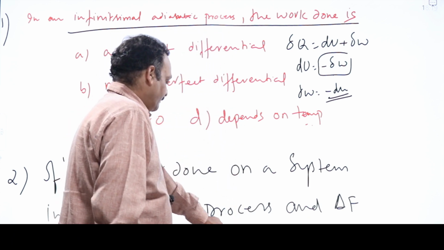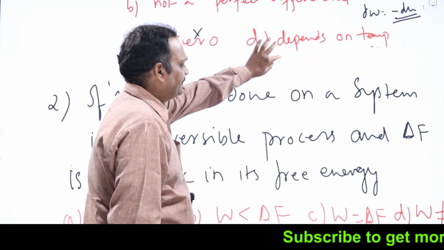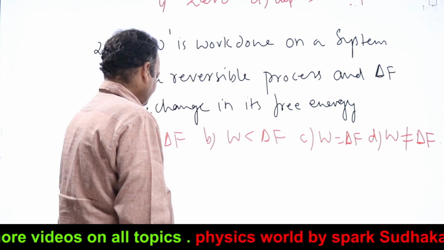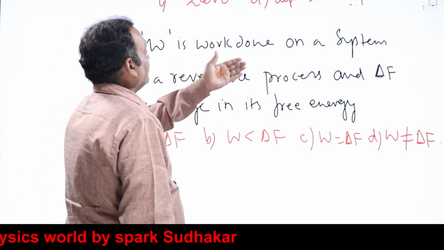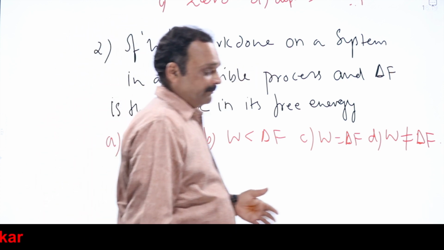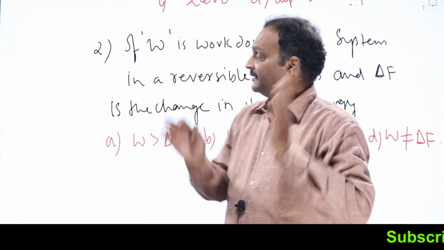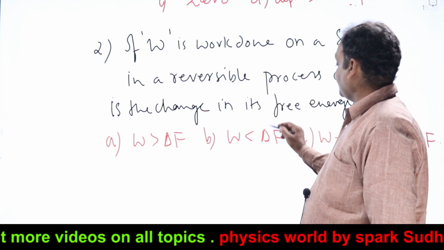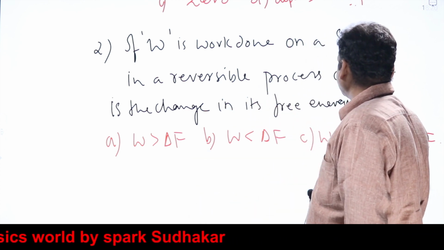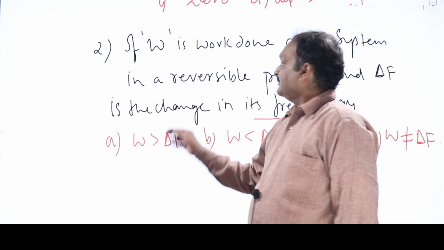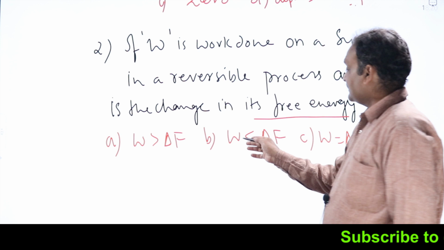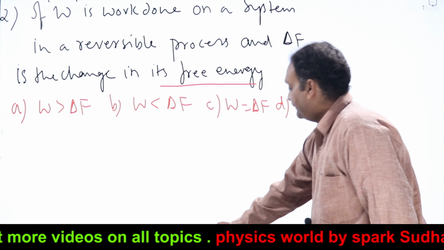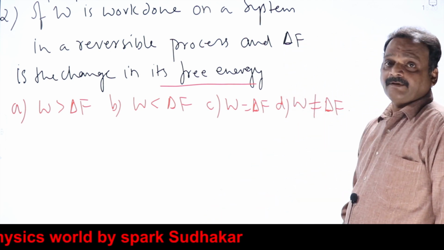Now let us go to another problem. This is also a one line statement only. If W is the work done on a system in a reversible process, which reversible process is not specified, and delta F is the change in its free energy, then is the work done greater than delta F, less than delta F, equal to delta F, or not equal to delta F?